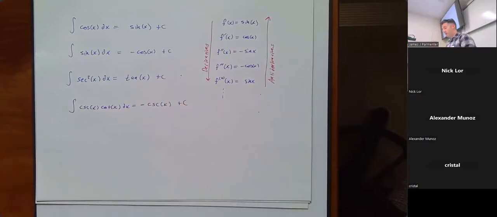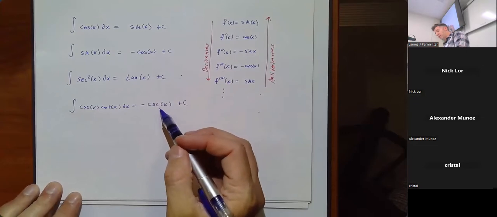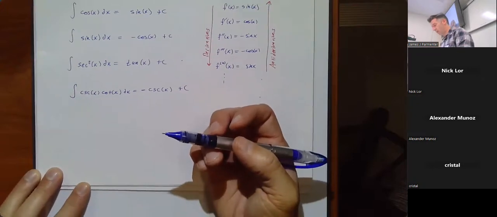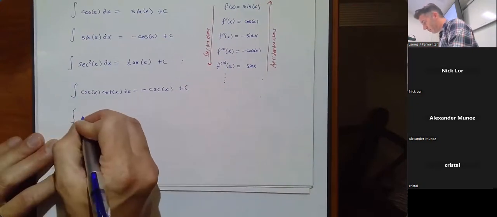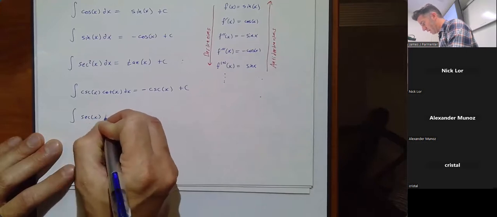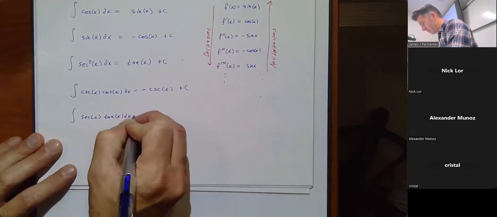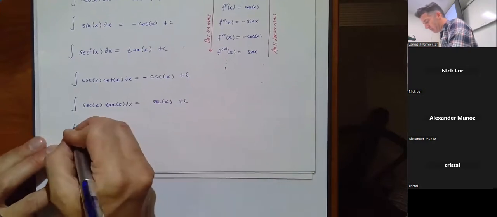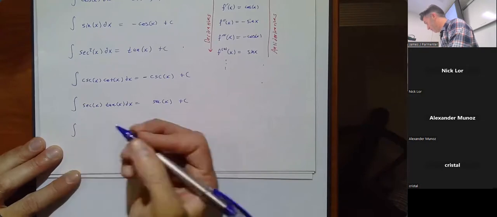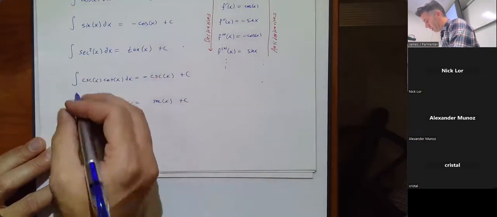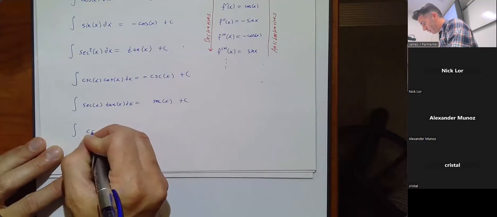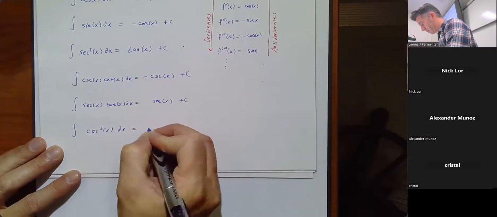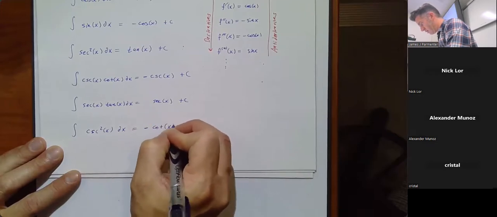Well, let's think about that. If we take the derivative of negative cosecant, we get negative cosecant times cotangent, which is positive cosecant cotangent. All right, a couple more. The integral of secant of x times tangent of x is equal to secant of x plus c. And lastly, the last one on my list, cosecant squared. The integral of cosecant squared of x dx is equal to negative cotangent of x.